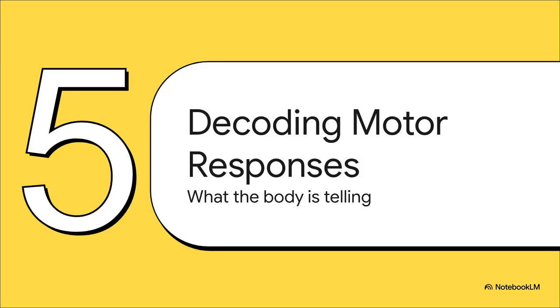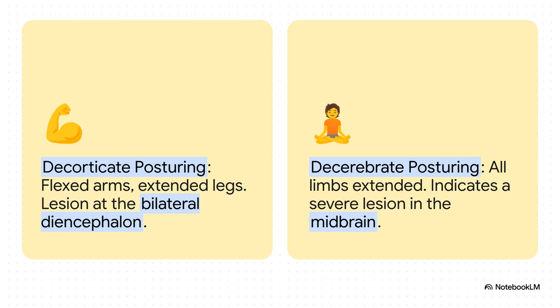Next up, we have to decode what the patient's body is trying to tell us. Even when they're unconscious, their motor responses to pain can give us huge clues. There are two classic high-yield motor patterns that you absolutely have to know. First is decorticate posturing. This is when the arms are flexed inward up on the chest while the legs are extended. This points to a lesion up high, the diencephalon. But even more ominous is decerebrate posturing. This is where all four limbs are rigidly extended. This tells you the lesion is more severe and lower down in the midbrain.